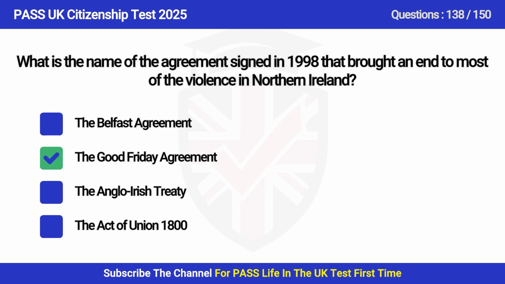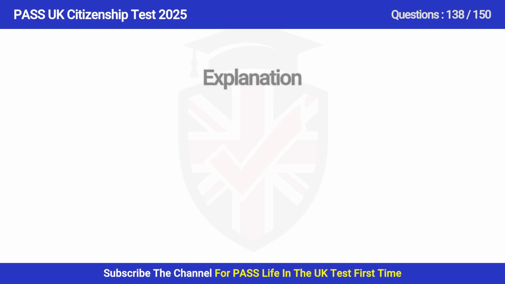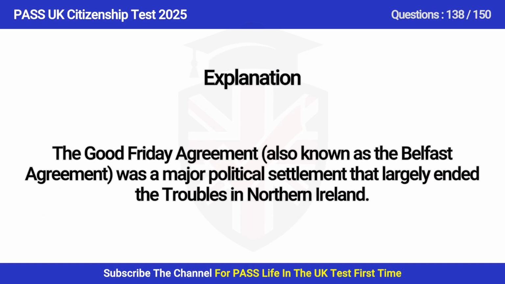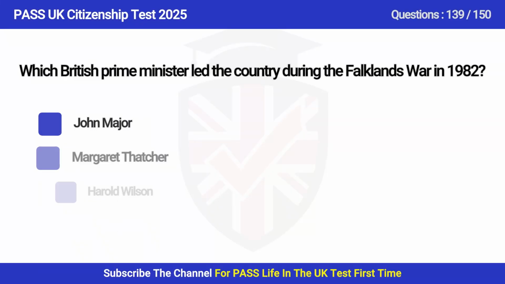Answer is B. The Good Friday Agreement. The Good Friday Agreement, also known as the Belfast Agreement, was a major political settlement that largely ended the Troubles in Northern Ireland.